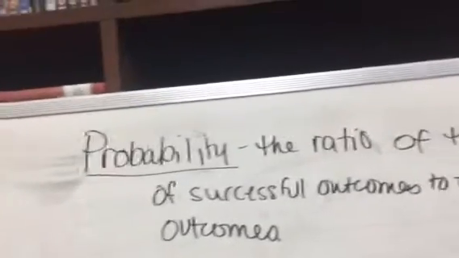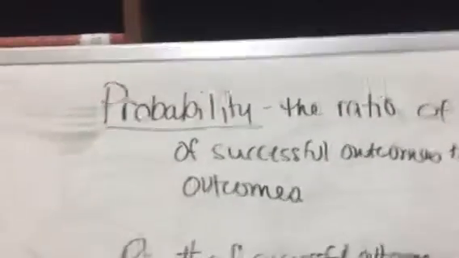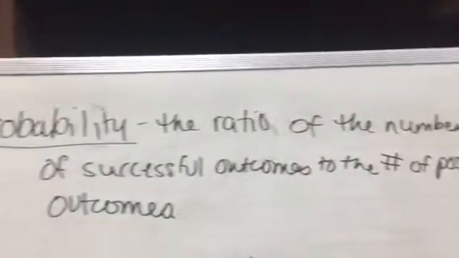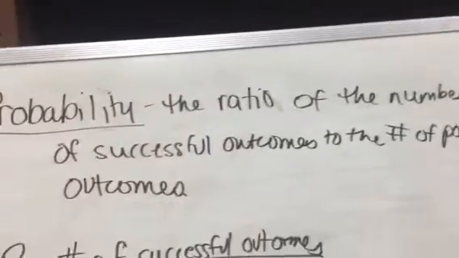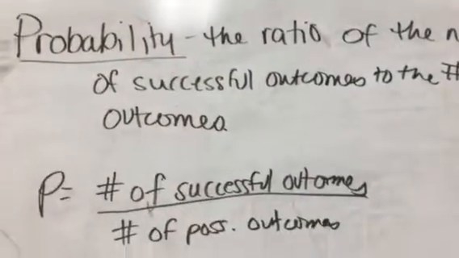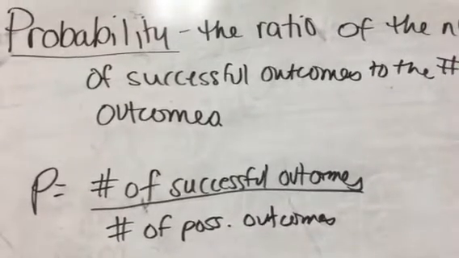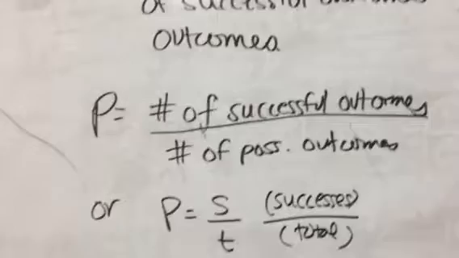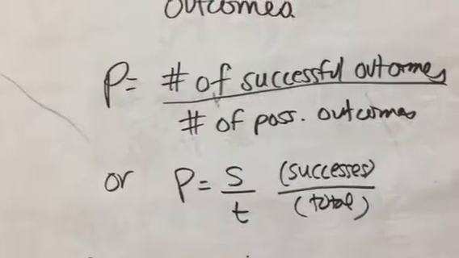Probability is on page 113 and 114. Probability is the ratio of the number of successful outcomes to the number of possible outcomes. So P equals number of successful outcomes over number of possible outcomes. So the actual formula for that is P equals S over T. So what does that all mean?